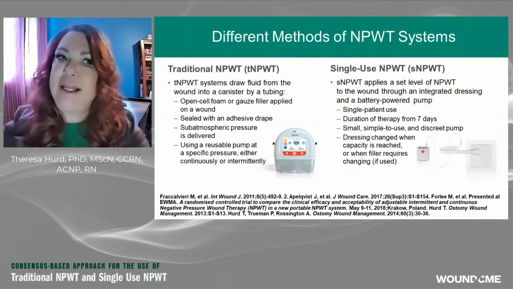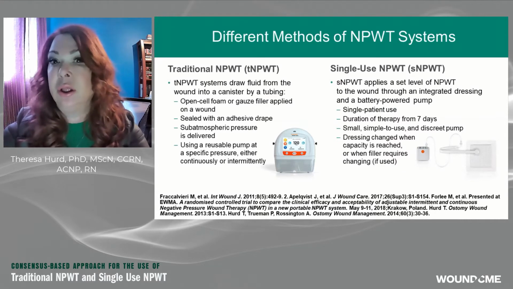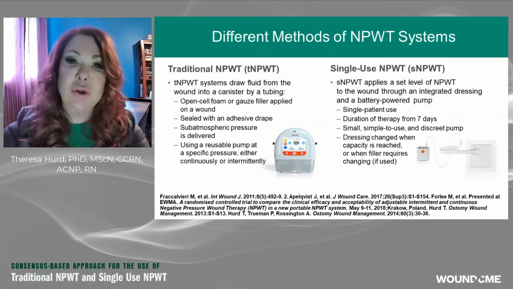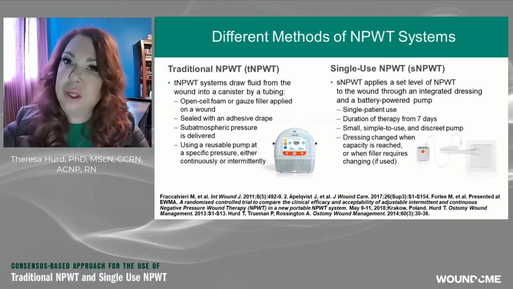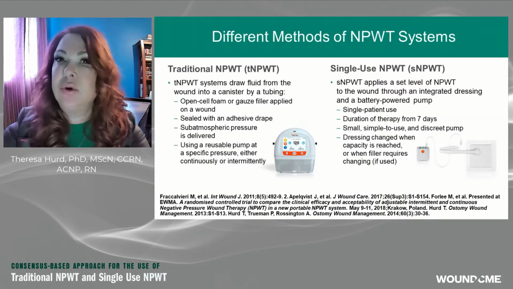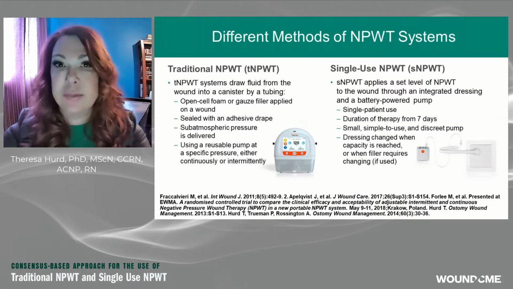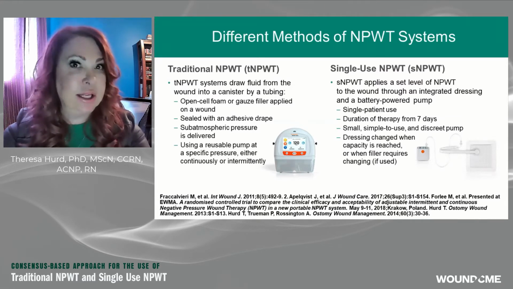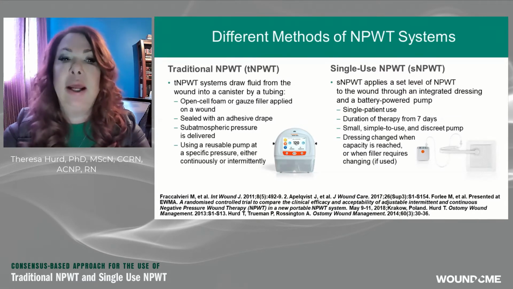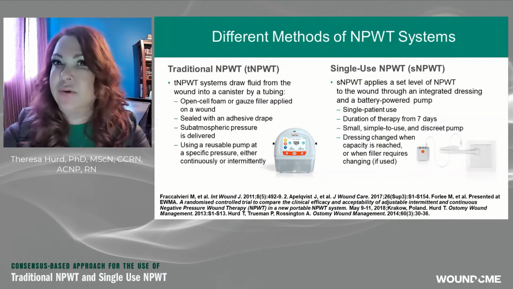So this slide gives you the difference between traditional and single negative pressure. In other words, it'll show you what the difference is. So with traditional negative pressure, you have the choice to put in as a filler an open cell sponge or a piece of gauze. You then put the sealed adhesive drape over top of it, and you have this subatmospheric pressure delivered.